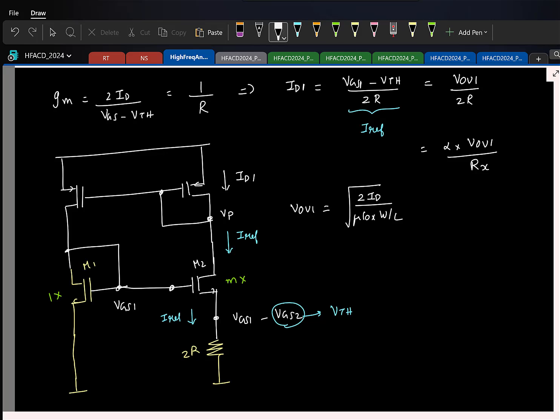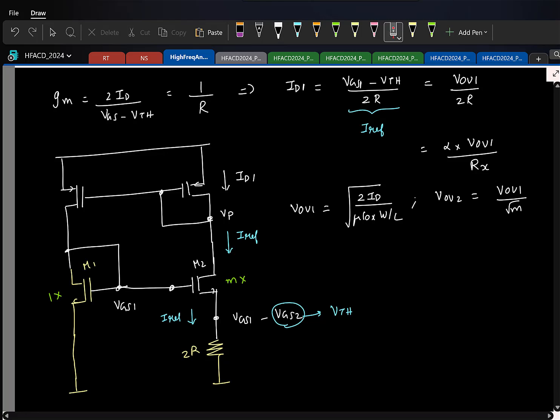What about overdrive of second transistor? It's root 2 ID by. So can you tell me in terms of overdrive 1? It's going to be the same thing, 2 ID by mu COX, right? So this will be. Okay. So now we can see what happens.